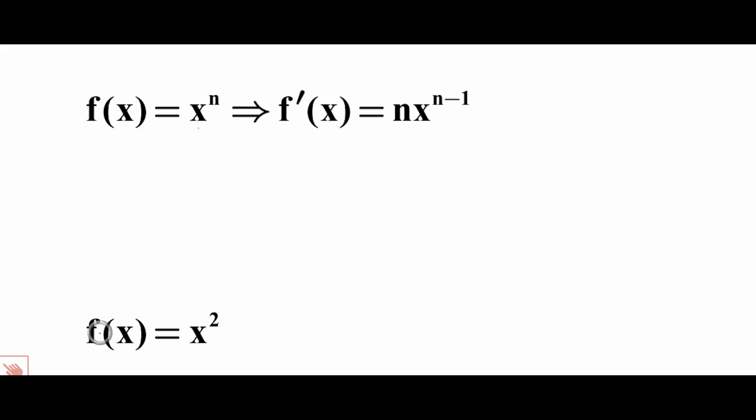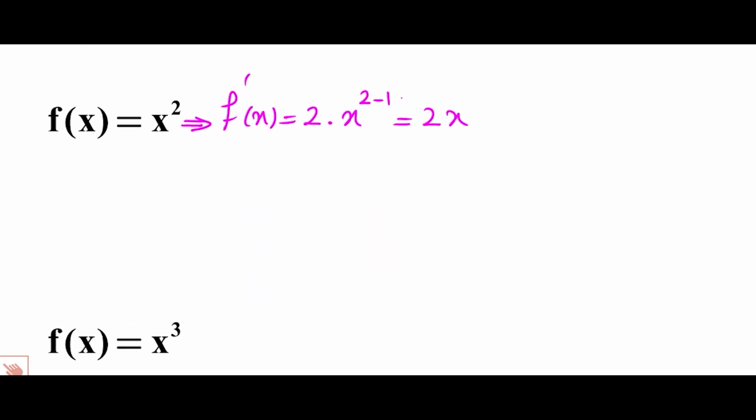Okay? For example, if f of x is equal to x squared, then f prime of x is equal to, bring down the 2 to the front, so we have 2 times, according to this formula, x to the power of n minus 1. So x to the 2 minus 1, so we have 2x.